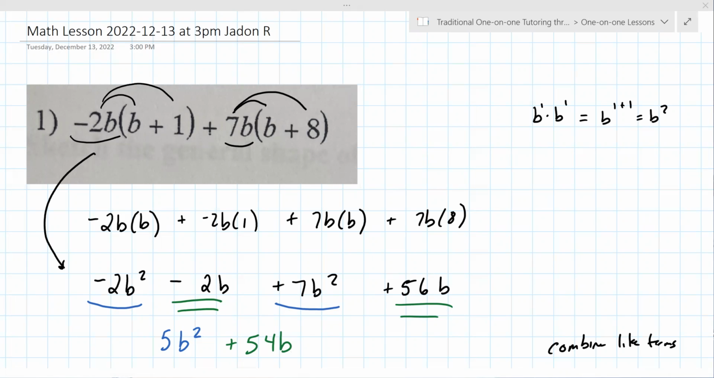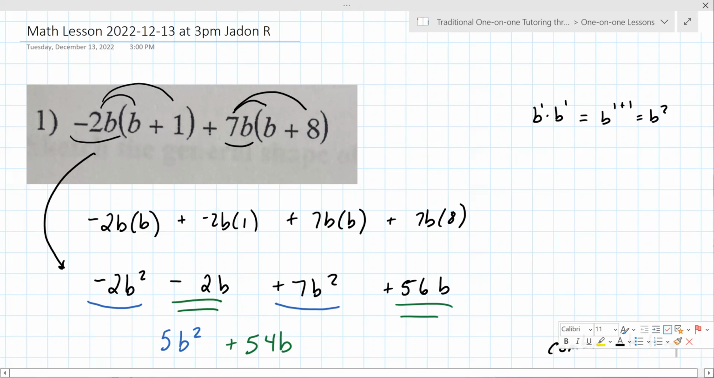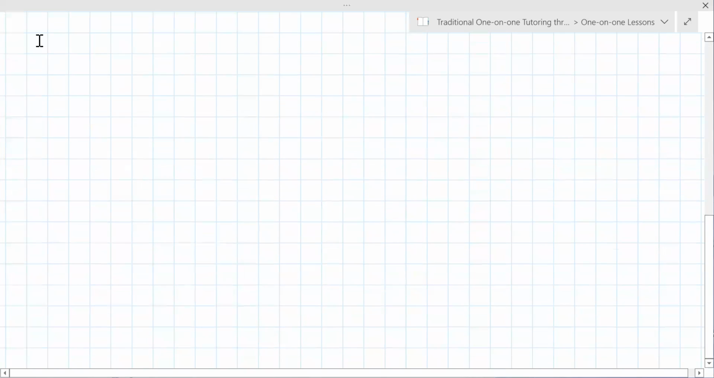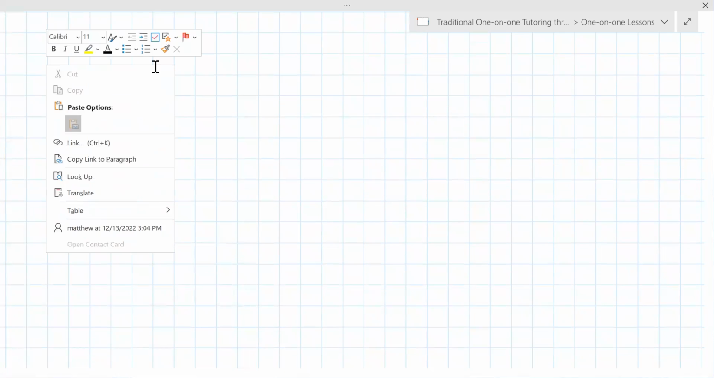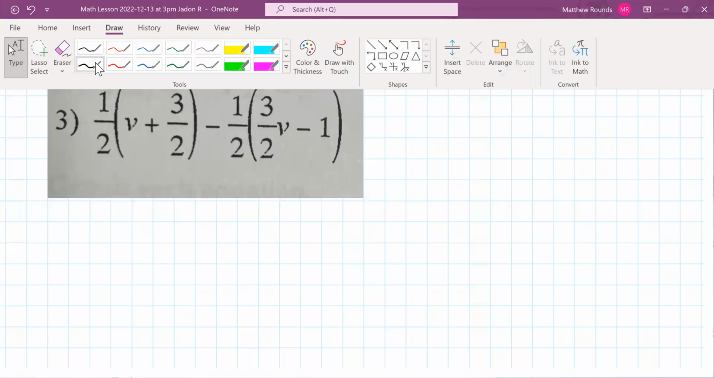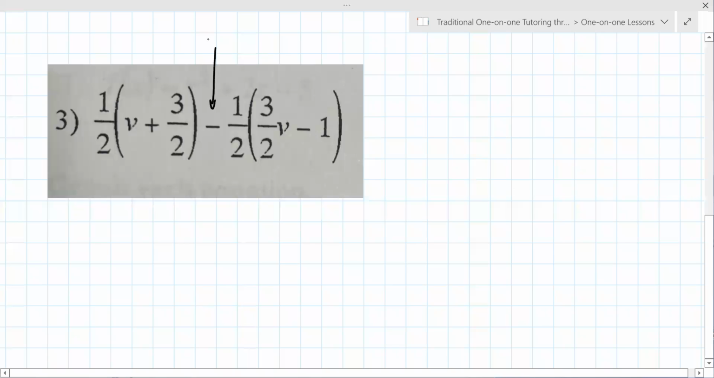Okay, so 3 is the problem that I was expecting you to have. This is something you see on SAT prep. It's the negative between them. So the main thing here is to remember that you do have to distribute this negative to both. A lot of times students don't remember that. It does not affect the first one. So the first one is that 1/2 times v plus 3/2. So that's 1/2 v plus 3/4.